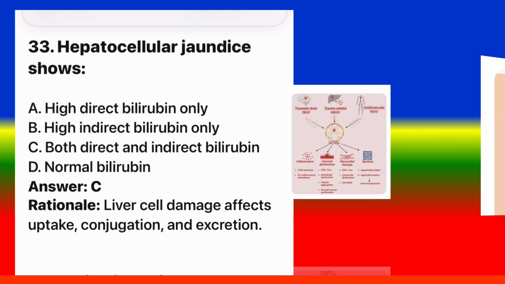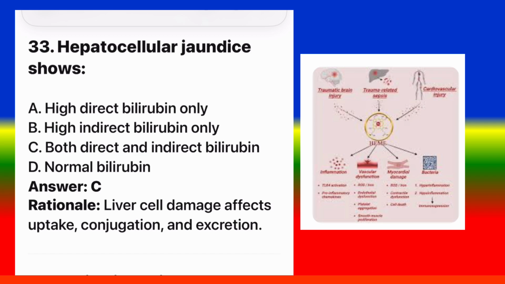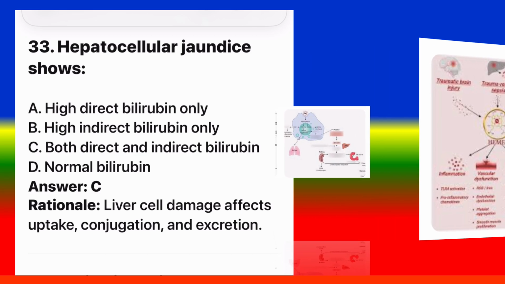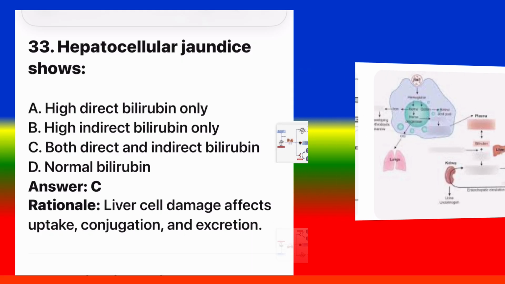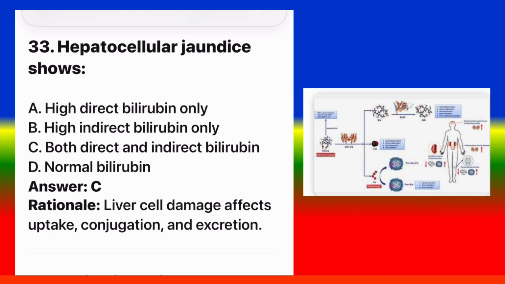33. Hepatocellular jaundice shows A. High direct bilirubin only, B. High indirect bilirubin only, C. Both direct and indirect bilirubin, D. Normal bilirubin. Answer C. Rationale: liver cell damage affects uptake, conjugation, and excretion.